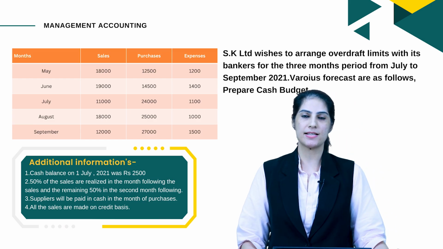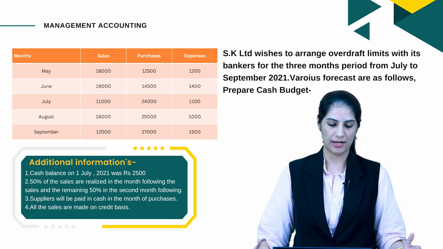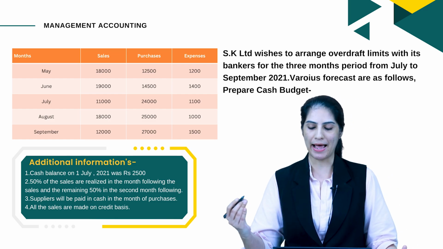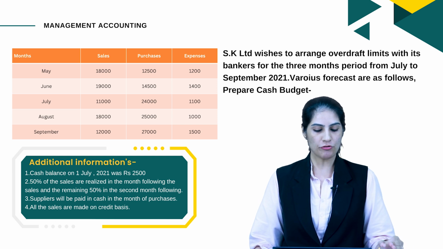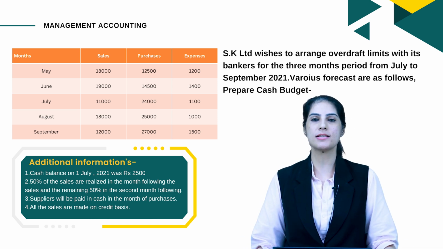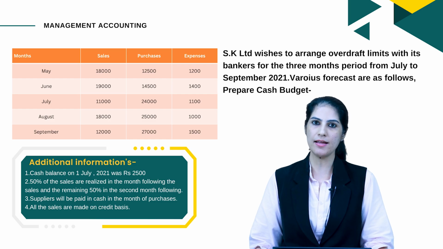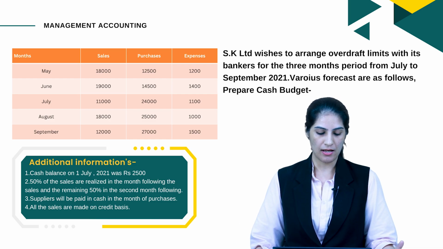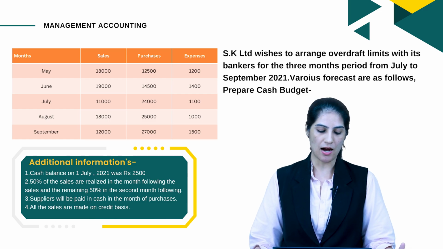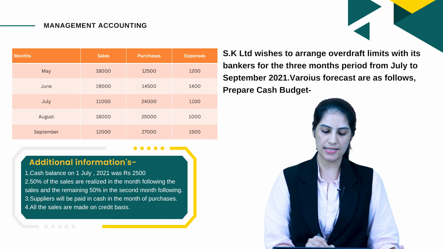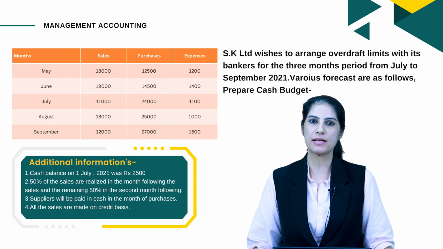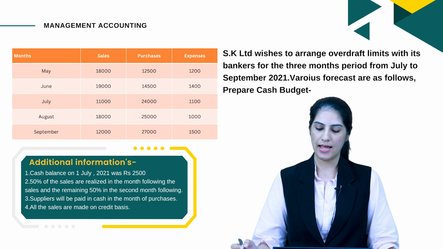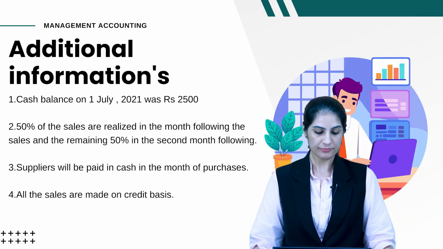Now let us understand this with the help of a question. SK Limited wishes to arrange overdraft limits with its bankers for 3 months, that is July, August and September, which will be considered as our budgeted period. Forecast is made as under. So the months that are given to us are May, June, July, August and September. That is, we have 5 months data, and the data is for sales, purchases as well as expenses.